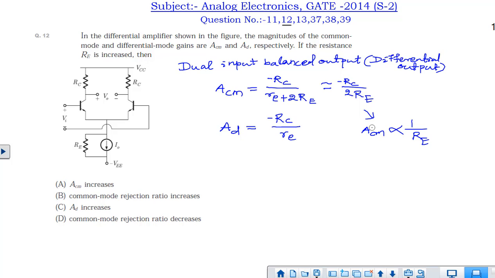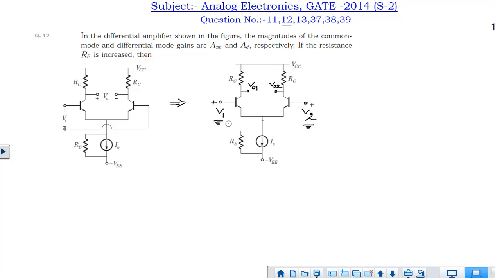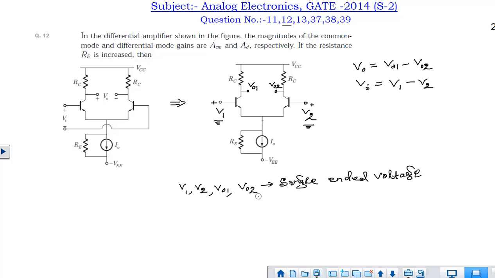Now, we can also easily derive this formula. Suppose we represent this circuit with two inputs, V1 and V2, and the outputs V01 and V02. The difference voltage at the input is V1 minus V2, and the difference voltage at the output is V01 minus V02. V1, V2, V01 and V02 are all single-ended voltages, whereas V0 and Vi are double-ended or differential voltages, because they represent the difference of the voltages.